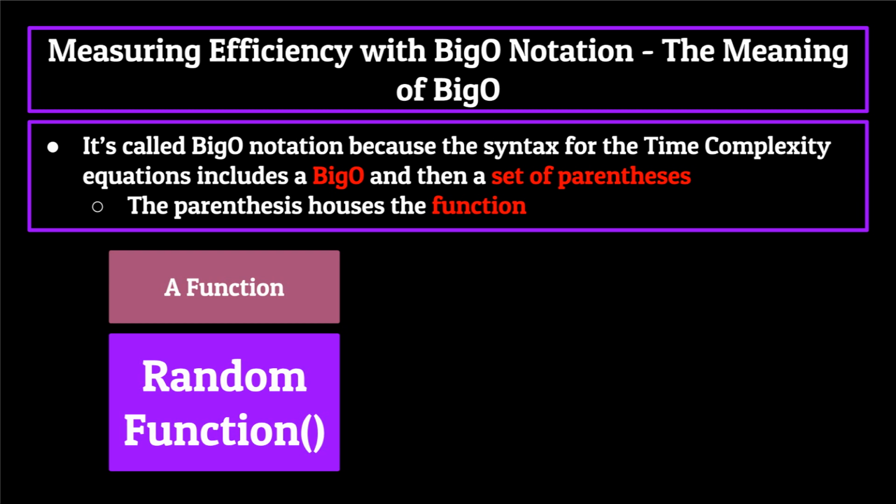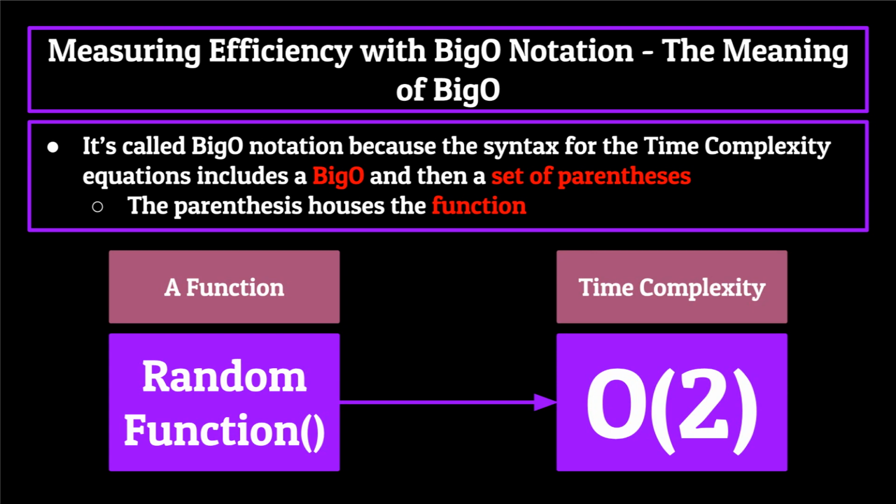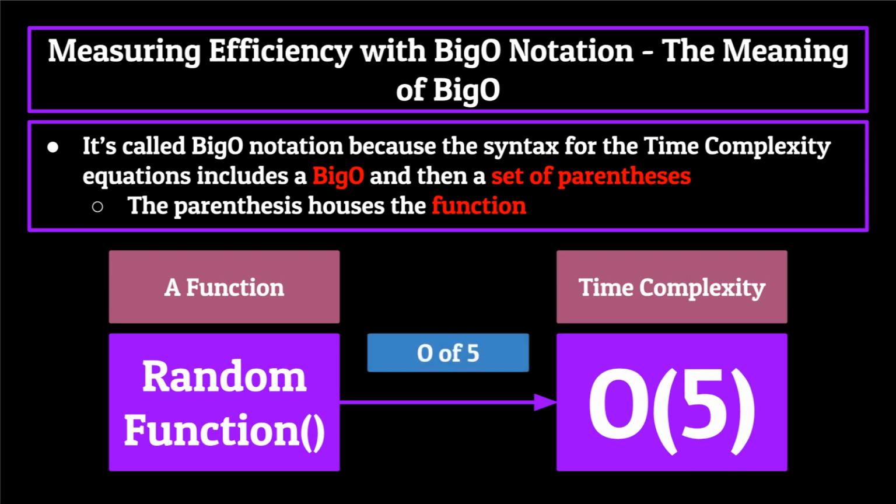Now for this fake function, let's say its time complexity equation was the one shown on your screen now. We would pronounce this time complexity equation as O of 2, meaning it takes 2 operations from the computer before our make-believe function can finish. If the time complexity equation was O with a 5 in the parentheses instead, it would be O of 5, and so on. Now these are examples of time complexity equations which run in constant time, meaning no matter the size of our dataset, it will always take the same number of instructions to run.